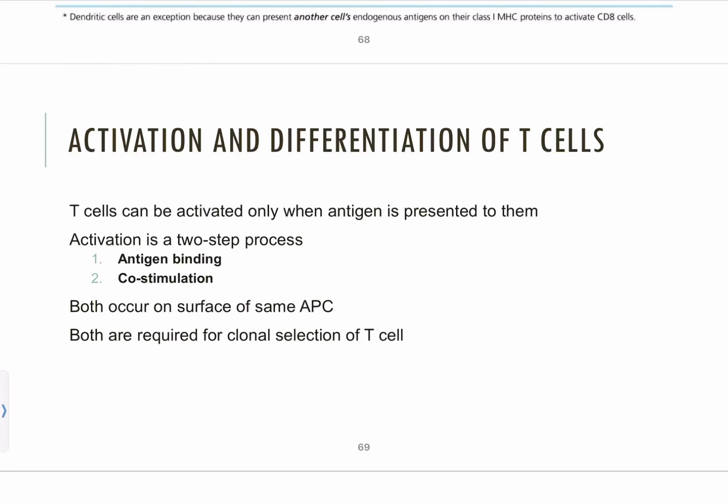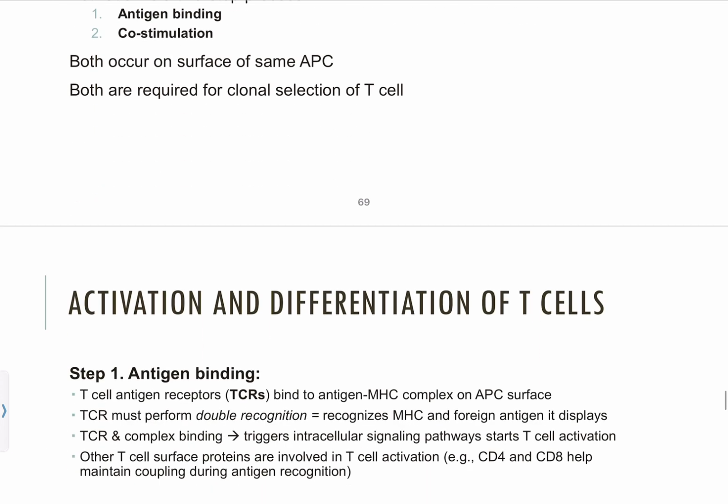Okay, let's talk a little bit about the activation and the differentiation of T cells. So, for a naive T cell, again, naive meaning that it has not encountered its specific antigen, in order for the naive T cell to become activated, a two-step process must occur. So, we have antigen binding and then we have co-stimulation.